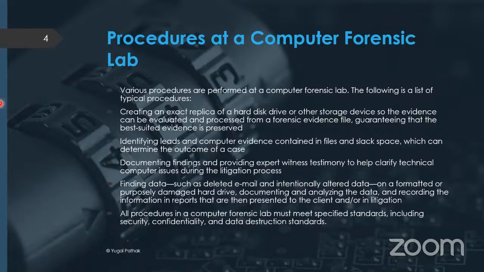Now, what are the different procedures at a computer forensic laboratory? Let's see. Among the various procedures performed in the lab, we create an exact replica of the hard disk. If we have seized the evidence and brought the original evidence to the laboratory, we will first make a replica or image of the hard disk. If we have already brought the image from the crime scene, then it is perfectly fine. If we have not brought the image and have brought the original evidence, then we are first going to image it. For that, we use different forensic imagers in the laboratory.